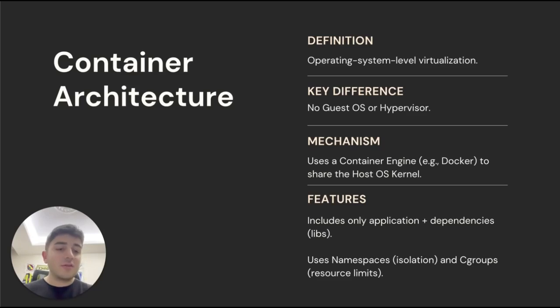So, what is inside a container? It includes only the application and its dependencies, like libraries, nothing else. You might ask, if they share the kernel, how are they separated? They use two Linux features. First, namespaces. This provides isolation, so one container cannot see another. And the second one is cgroups. This sets resource limits, so one container cannot use all the CPU. To summarize, virtual machines isolate the hardware, but containers isolate the process.